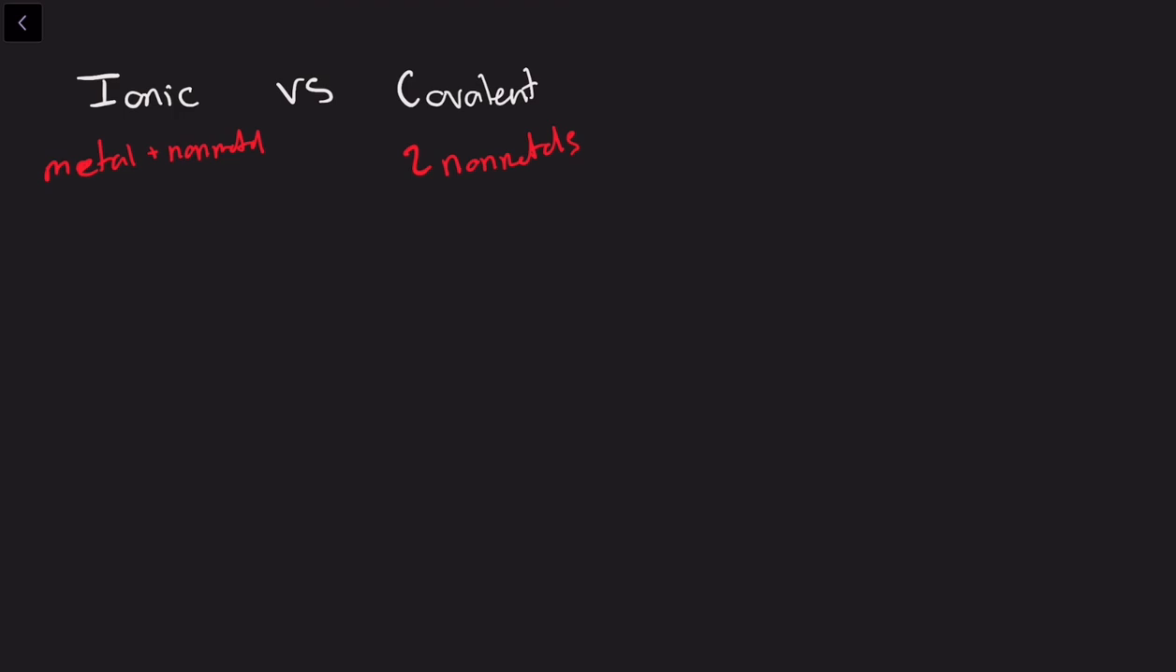We can also say that if there is a large electronegativity difference, it's going to be ionic. And if there's a small electronegativity difference, which can be said to be between 0 to about 1.7 difference in electronegativity, it's going to be covalent.